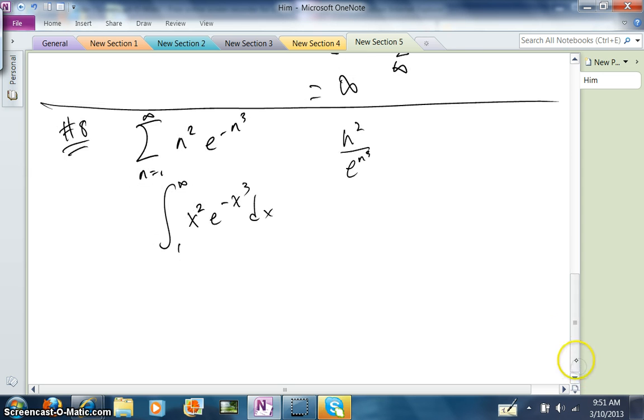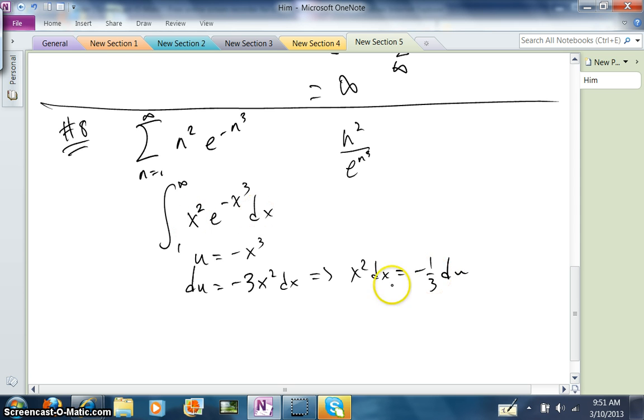What I'm going to do is a U-substitution, u equals negative x cubed, then du is equal to negative 3x squared dx. I have this x squared dx, so that's going to give me negative 1/3 du. When I replace x squared dx, I'm going to put in negative 1/3 du, and then I replace negative x cubed with u. So this integral becomes e to the u du, and then I have a negative 1/3 out in front.